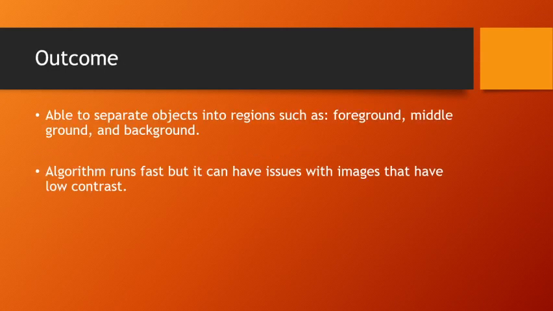The outcome of my project was I was able to separate objects into regions such as foreground, middle ground, and background. My algorithm runs fast and it can have issues with images that have low contrast, because if the threshold is not clear and the pixel values are close to that threshold, it can mix over into the segments, and it can cause the segments to be hard to find or see. And now we can move on to the demo.